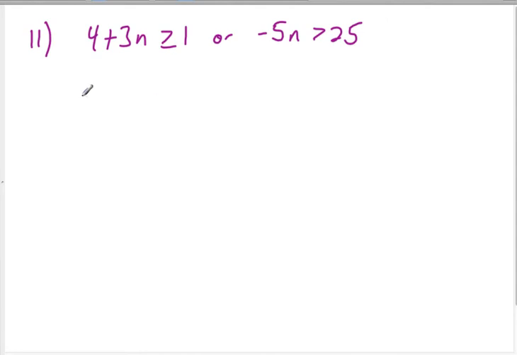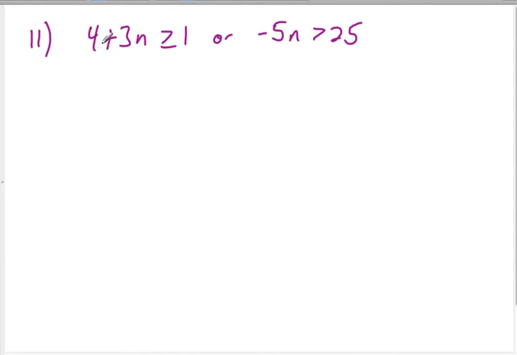Alright, number 11. We have 4 plus 3n is greater than or equal to 1, or -5n is greater than 25. Alright, so we're going to do these separately.